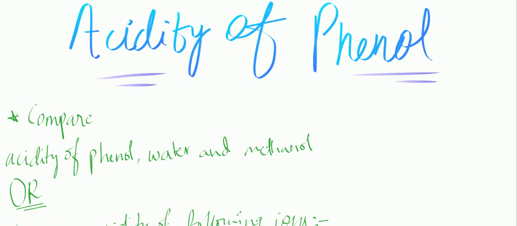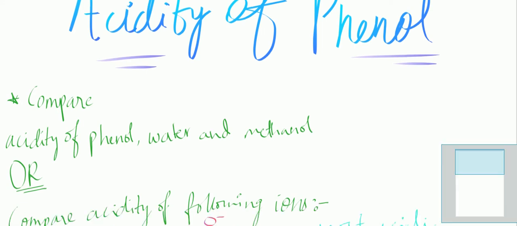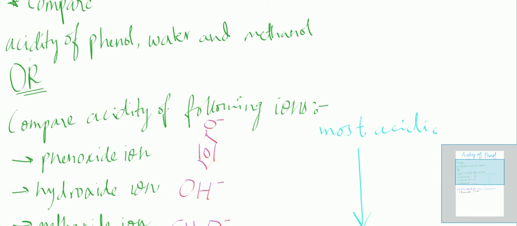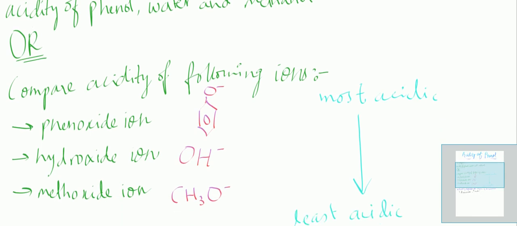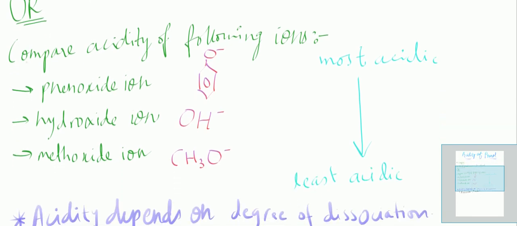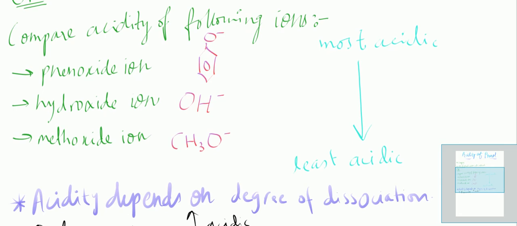Let's see the acidity of phenol, and we're going to compare the acidity of phenol with water and methanol, or you can say that we're going to compare the acidity of the following ions, which are phenoxide ion, which we get from phenol, hydroxide ion, which comes from water, and methoxide ion, which comes from methanol.